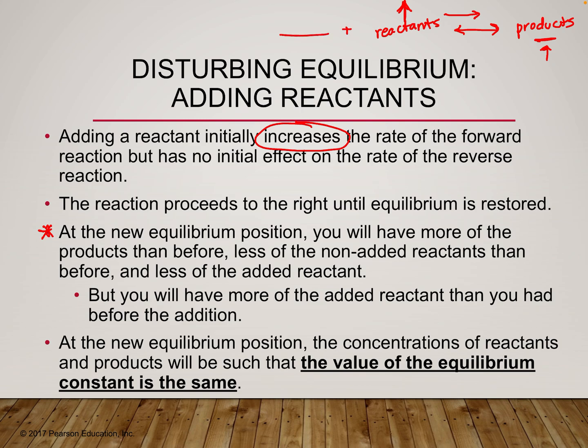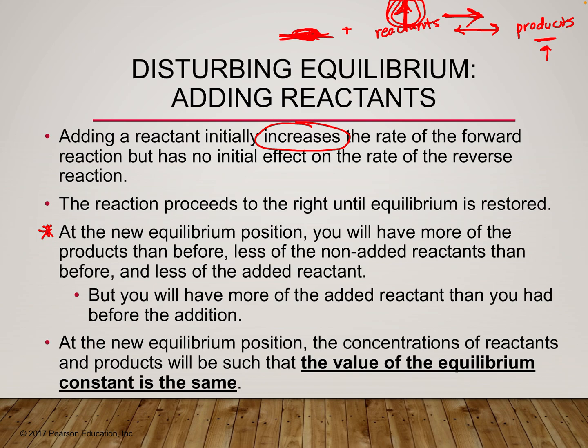So let's say we had some other reactants over here. Since I added a bunch of this reactant and made the reaction go this way, a bunch of the other one got used up to make more products, but I didn't add any more of that. So I'll end up with less of this other reactant than I initially had. And you'll have less of the added reactant than you had when you added it, because it gets used up to make product, but more of it than before you added it.